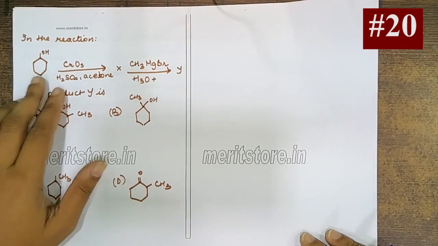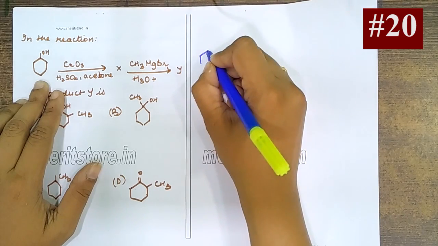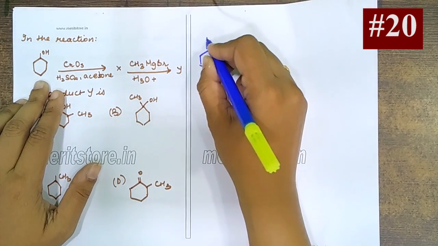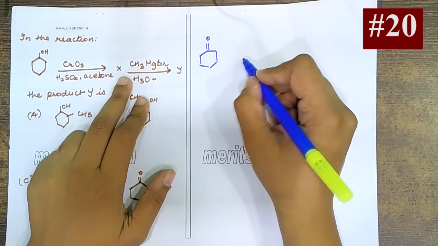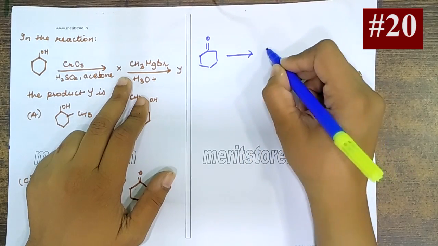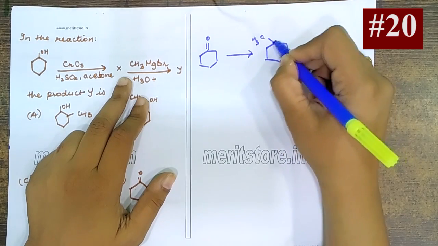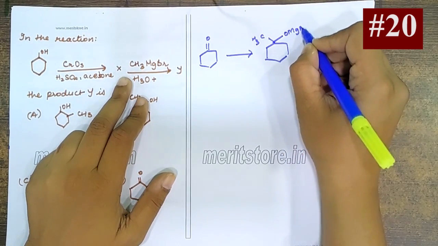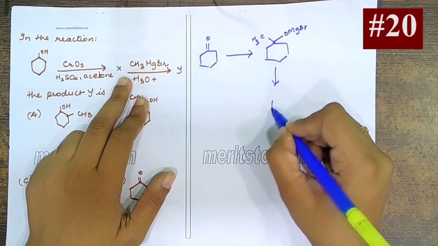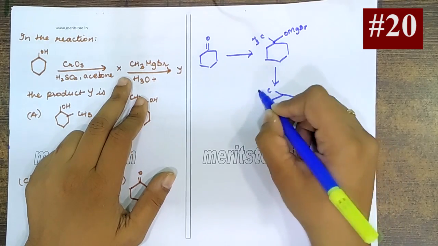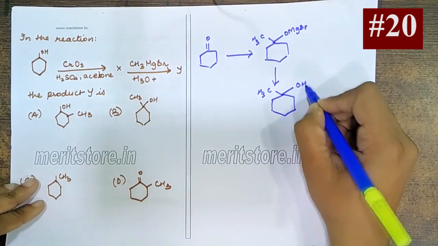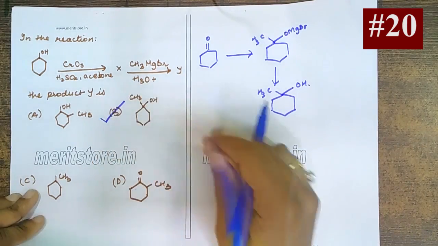If we talk about the oxidation of cyclohexanol with chromic acid, we'll get cyclohexanone, which on treatment with the Grignard reagent will react over here. CH3 will be given to the carbon, giving OMgBr, followed by hydrolysis, which will give you the product. This will become CH3 and then OH. So our option is option D.